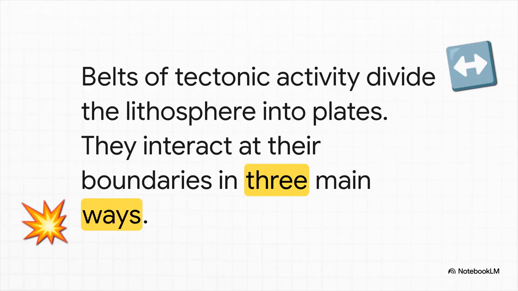So the most important part, where all the action happens, is at the boundaries where these plates meet. All the drama, all the mountain building and ocean forming, it all goes down right there. And there are really only three main ways they interact. They can move apart, they can smash together, or they can just slide horizontally past one another. So how about we take a quick expedition to see what each one looks like?